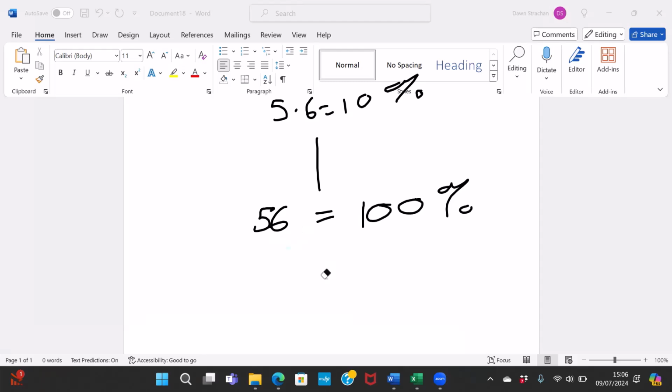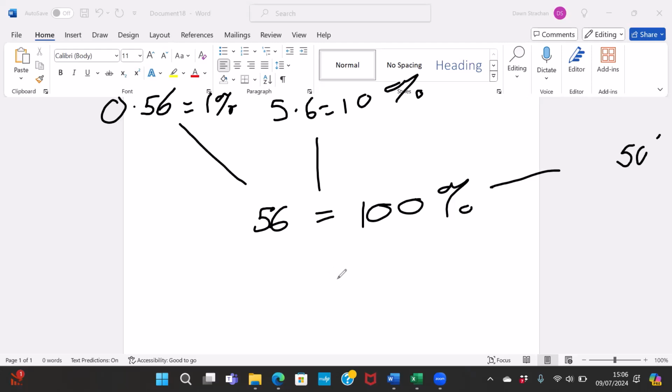Okay. 1%, if I need to work that out, I just move the decimal point along once more. So that becomes 0.56 equals 1%. Okay. If I want to work out half of it, so 50%, I'll work out half of 56. That's going to be 28. Okay, let's imagine we need a quarter. So that's going to be half of 28. So that's going to be 14 equals 25%.